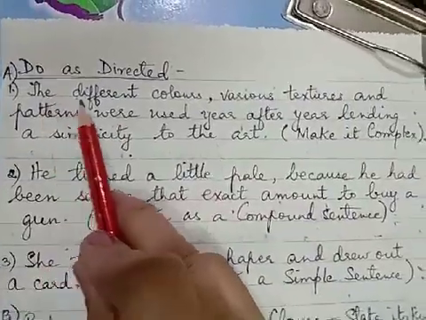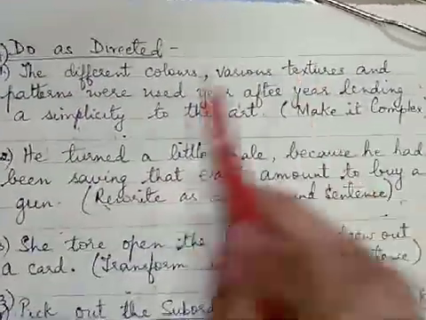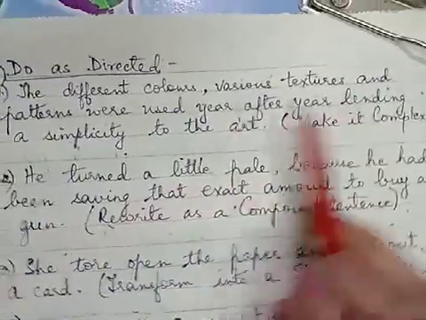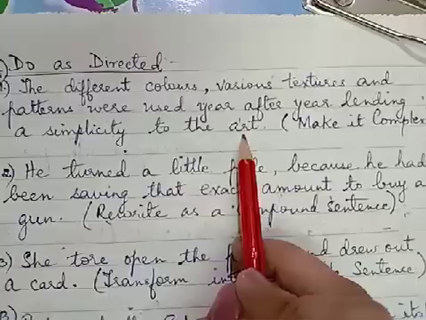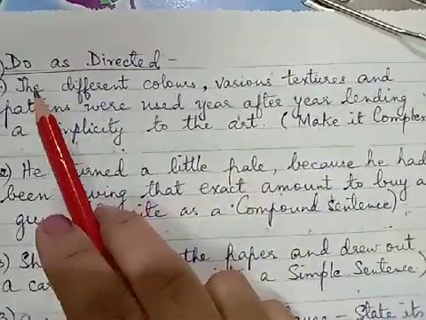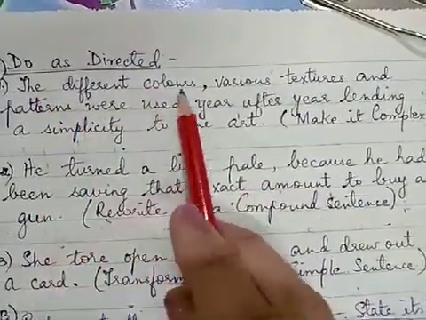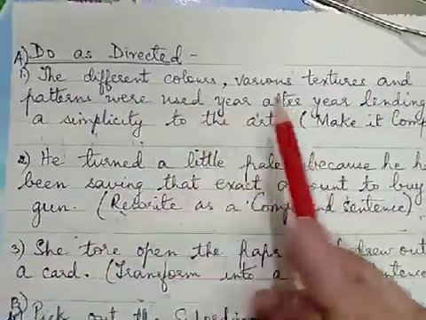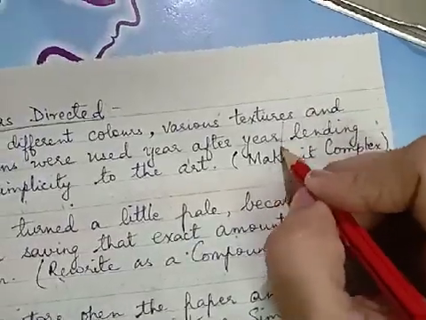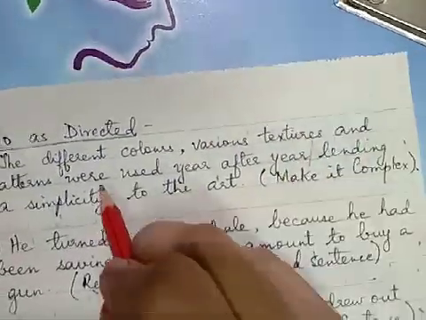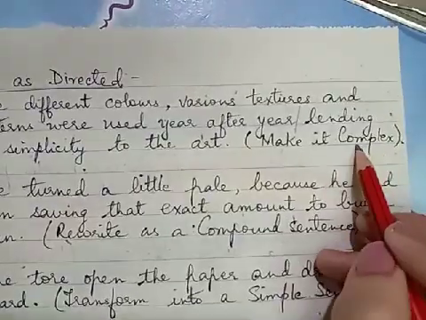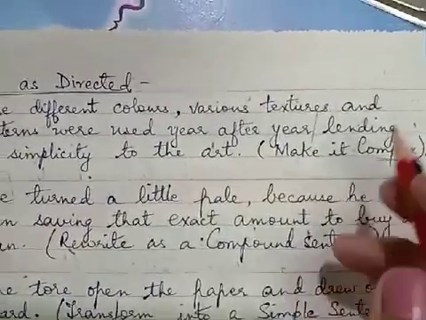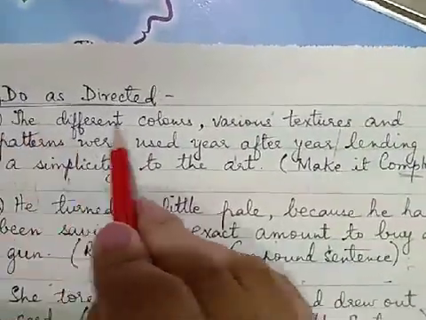So now the different colors, various textures and patterns were used year after year, lending a simplicity to the art. You can see the first part of the sentence breaks here. The different colors, various textures and patterns were used year after year. Okay, so all this is used, lending a simplicity to the art. The question says we have to make it complex. That means we have to get a subordinating conjunction. So we will keep the main clause as it is.